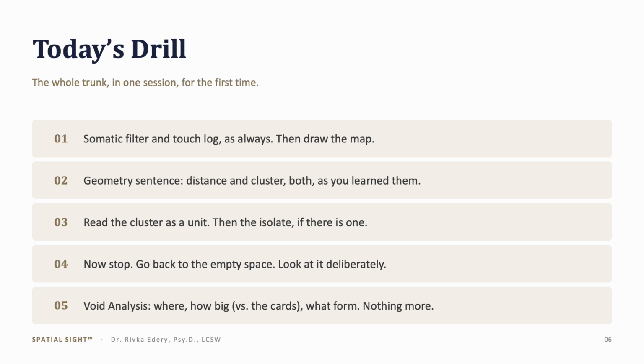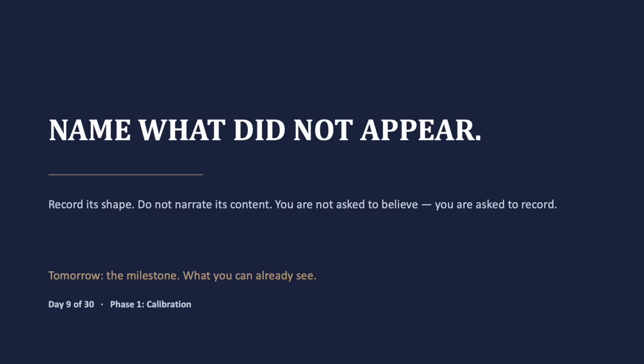And notice what happened as of tonight. Distance, cluster, void. You now have the complete trunk, and for the first time, you're running all 3 in a single session. That is not a small thing, and I do not want it to pass unmarked. 9 days ago, you could not reliably see any of them. Tonight, you will use all 3 in order on one layout from a log page that has not changed by a single word since day 1. The page did not change. You did.